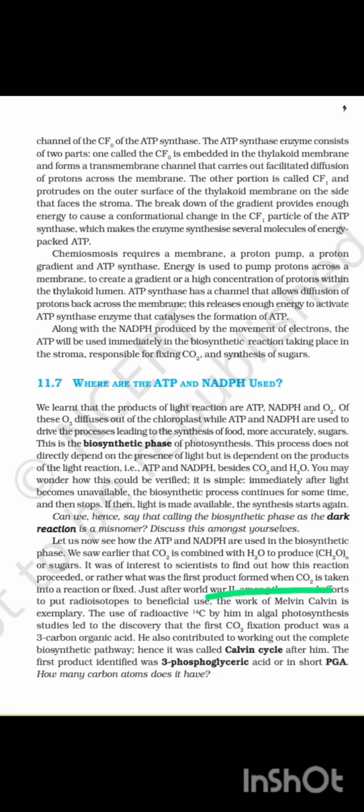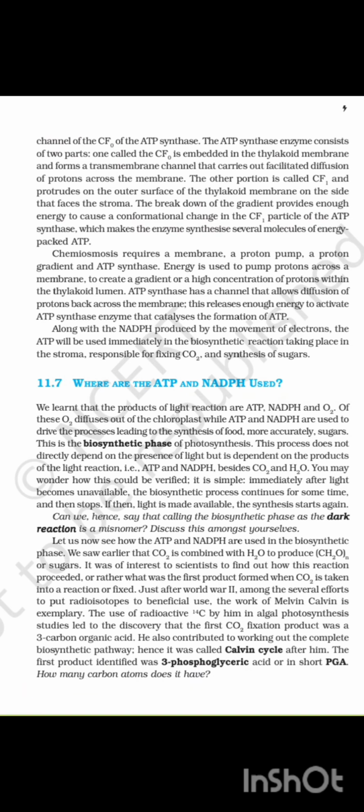This was among the several efforts to put radioisotopes to beneficial use. The work of Melvin Calvin is exemplary. His use of radioactive C14 in algal photosynthesis study led to the discovery that the first carbon dioxide fixation product was a 3-carbon organic acid. He also contributed to working out the complete biosynthetic pathway, hence it was called the Calvin cycle. The first product identified was 3-phosphoglyceric acid, or in short PGA.